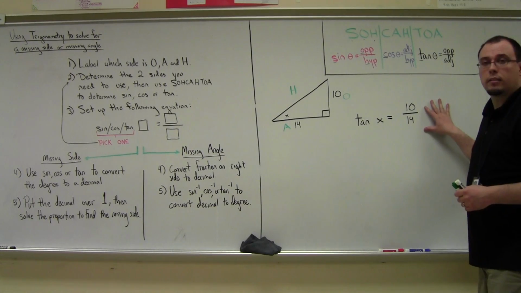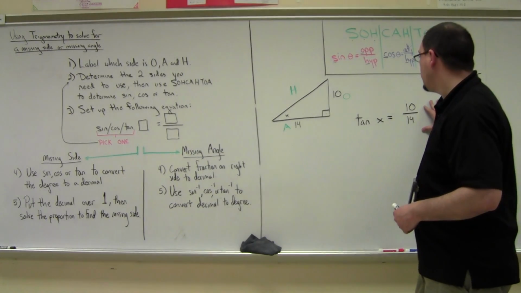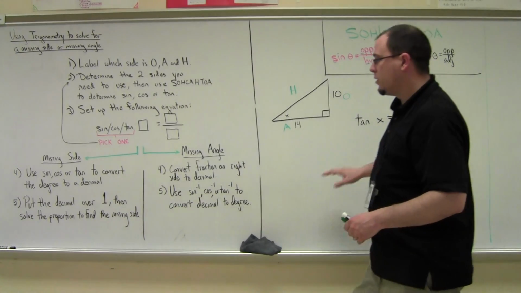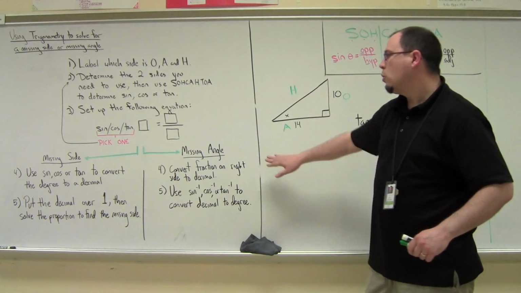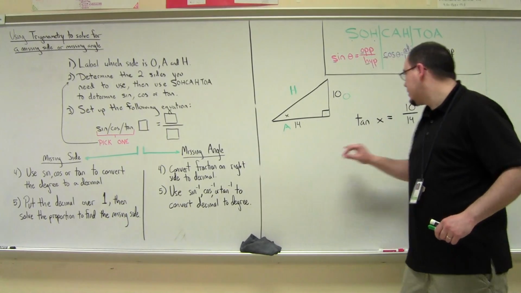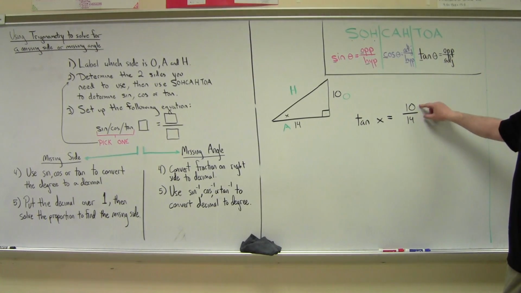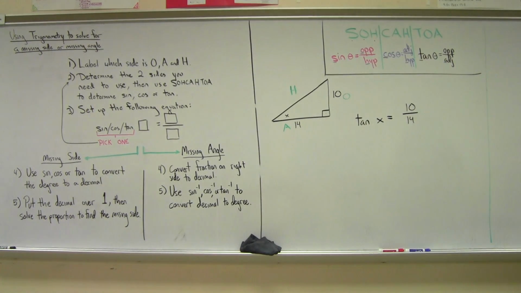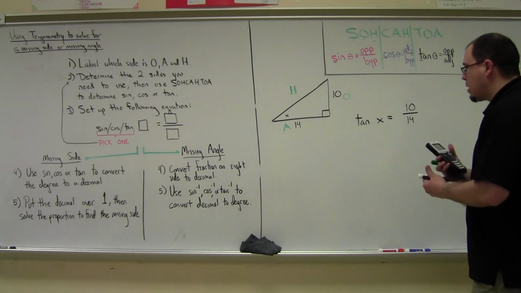So there's our equation. Now what we want to do, we're solving for a missing angle. So we're going to follow along on this path. We're going to convert the fraction on the right side to a decimal. So we're going to do 10 divided by 14. When we do that, we're going to end up getting 0.7142857143. It's going to keep going.